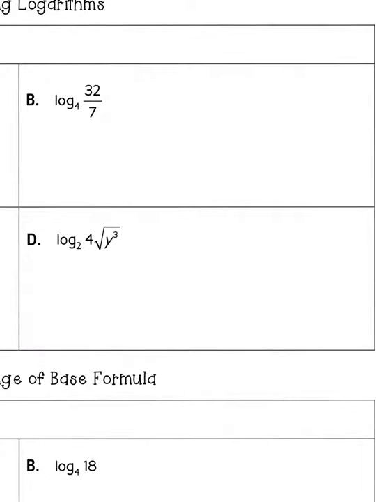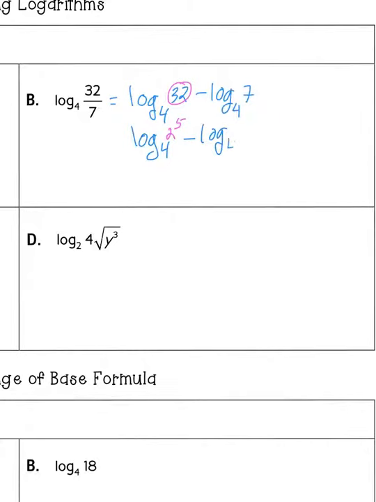So for this one, we have division going on here. So that's the biggest thing we're going to deal with first. So this equals log base 4 of 32, and then minus, because of the division, log base 4 of 7. Now 32 can be written in exponential form. That's 2 to the 5th. So that's what we're going to do, log base 4, and instead of 32, I'm going to write it as 2 to the 5th, minus log base 4 of 7.